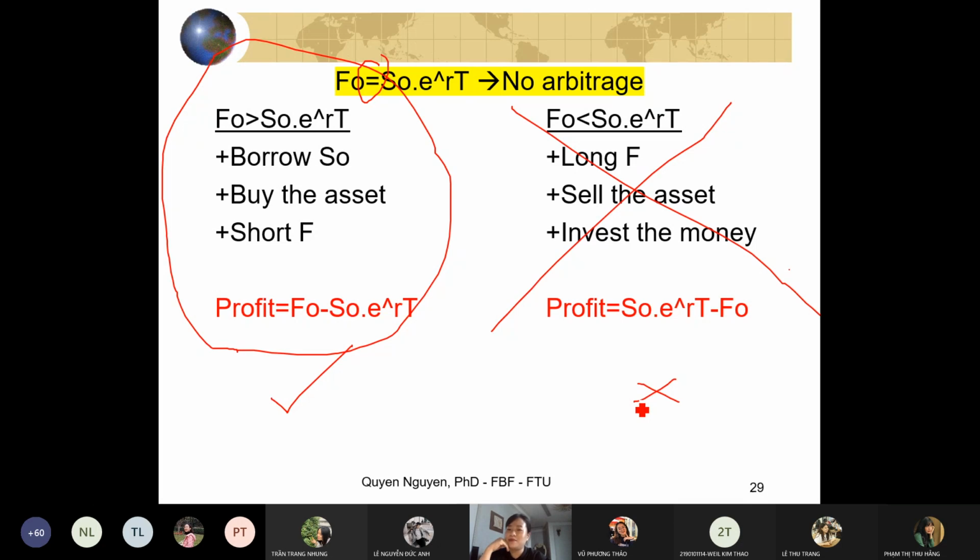Think about the consumption assets. Think about the features that make them very distinguished, and because of that, you cannot exercise this strategy to lock in profit.